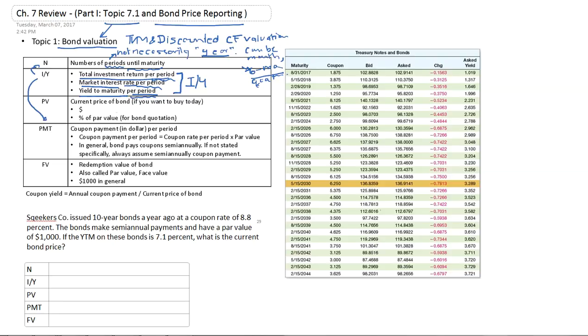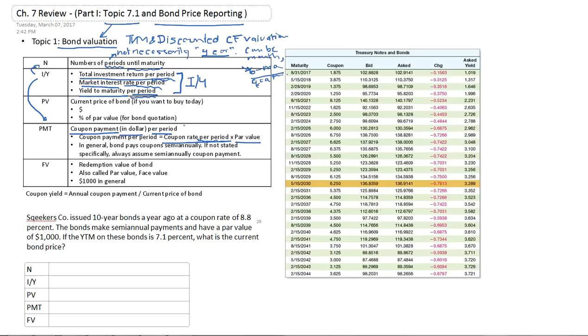Okay, so let's skip PV and come to payment first. Payment for a bond is basically the coupon payment in dollars per period. So how do you find the coupon payment per period? You simply multiply the coupon rate per period with the par value.